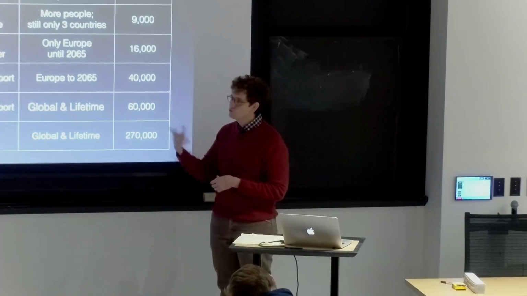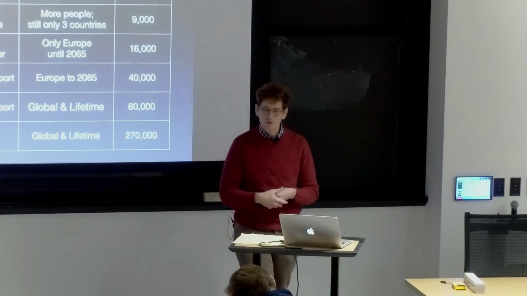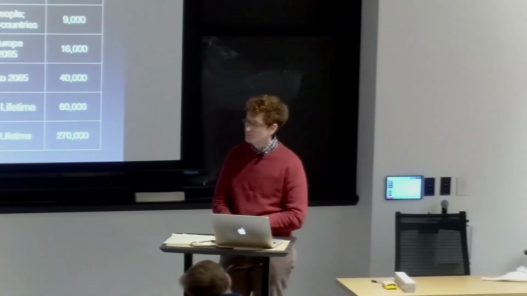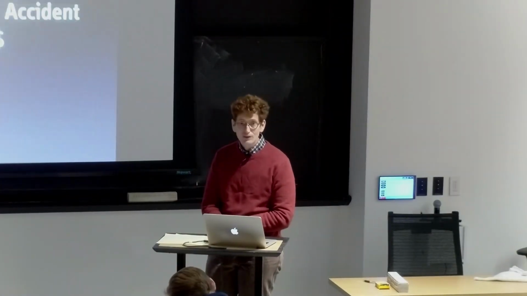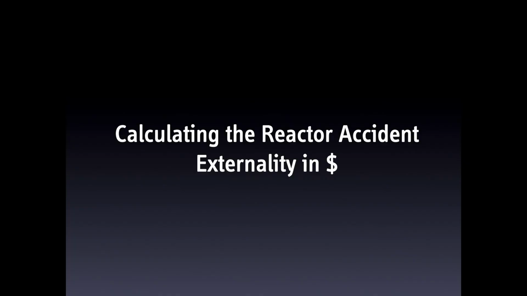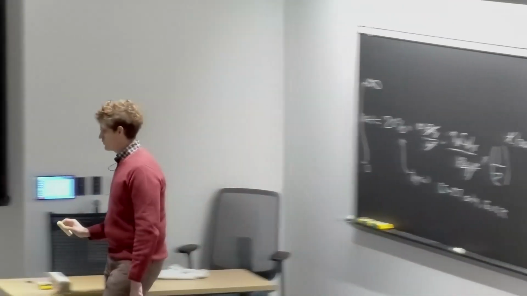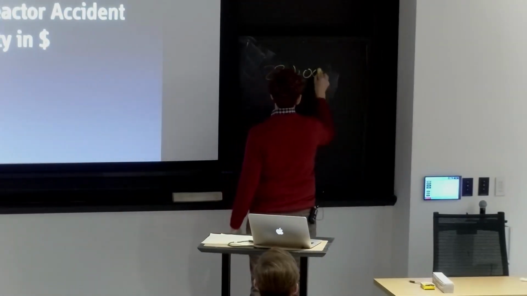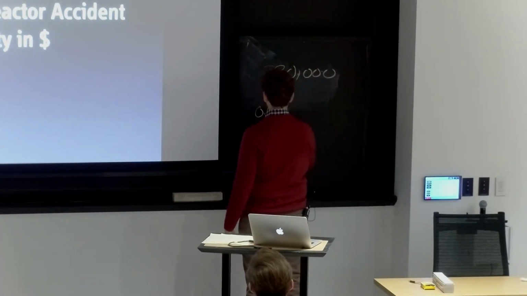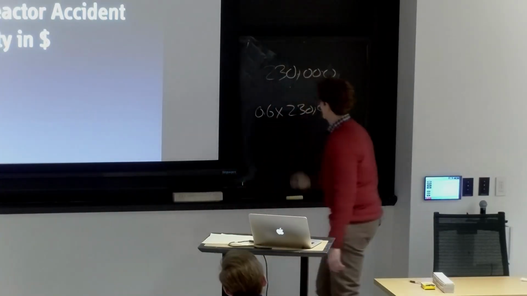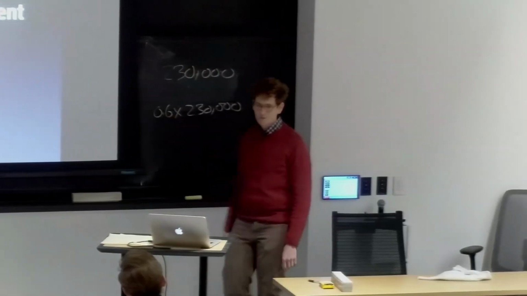It's about how you assume the dose response would be, or the contamination to dose would be. All right, so now let's convert this into money. So we'll have this in mind, I'll just write it here: somewhere between 230,000 and 0.6 times 230,000 deaths. I'll use this number, and then at the end I'll put this back in.